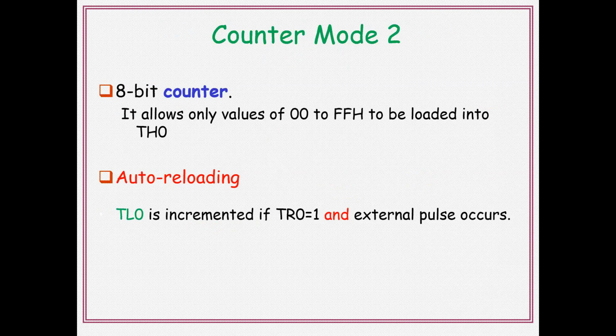And counter in mode 2. It is an 8-bit counter which allows only values from 00H to FFH to be loaded into TH0. So the auto reload function is supported. TL0 is incremented if TR0 equals 1 and an external pulse occurs.